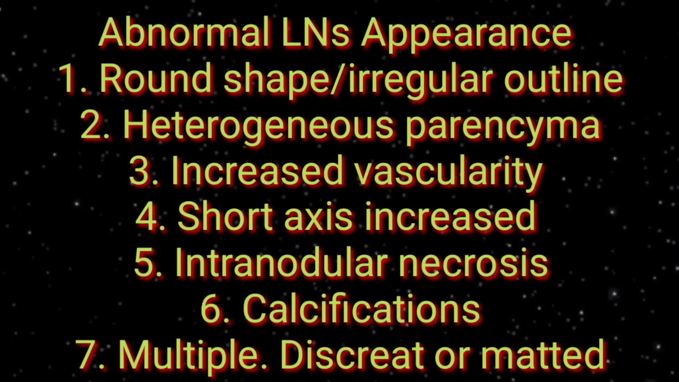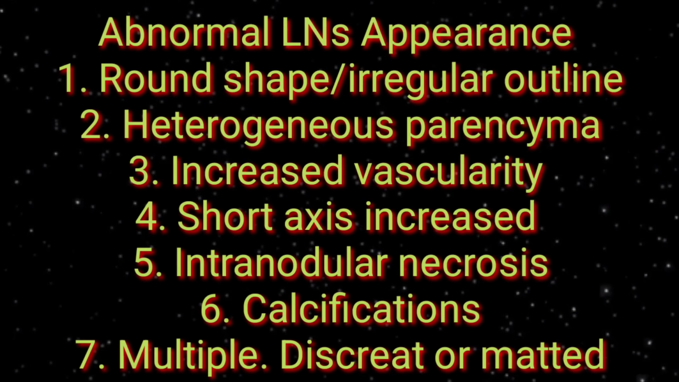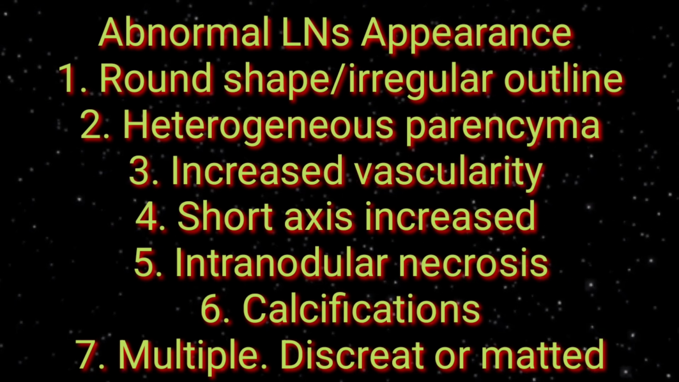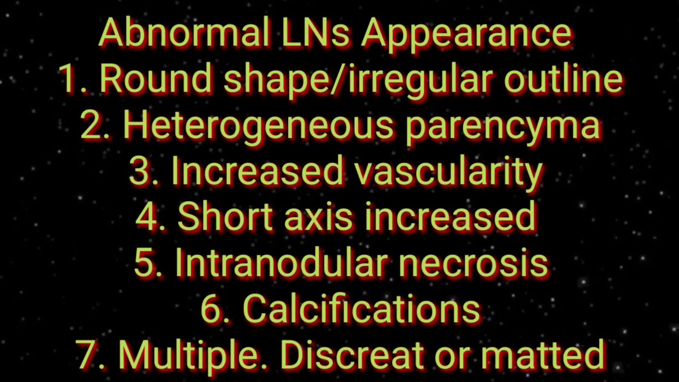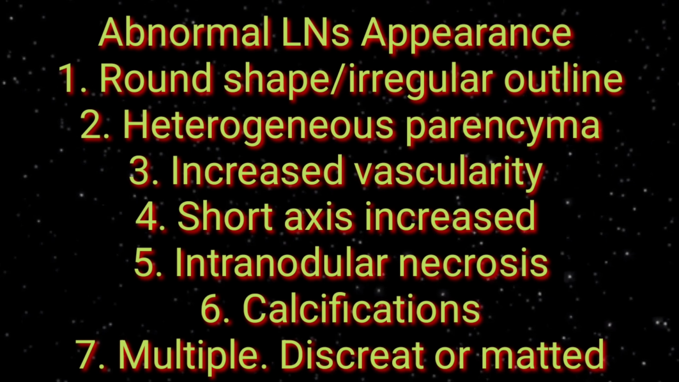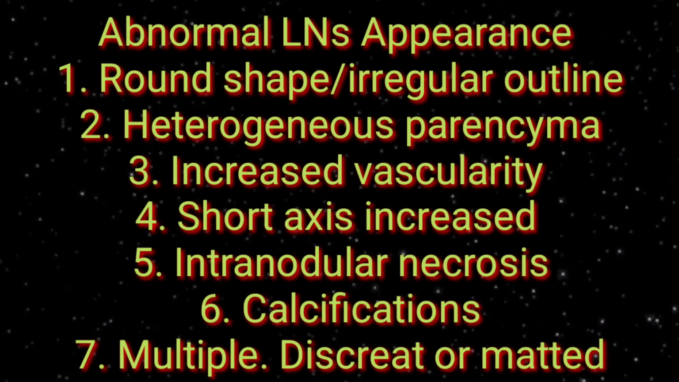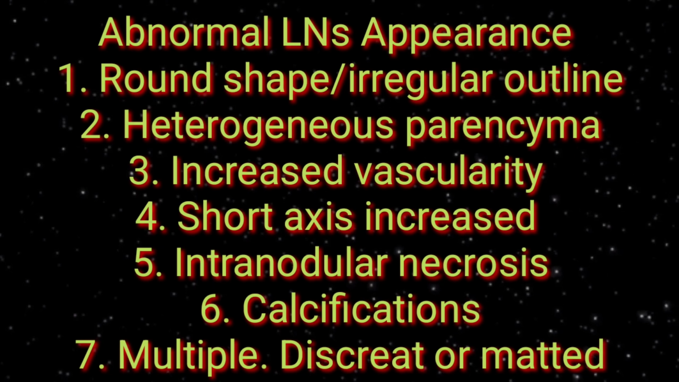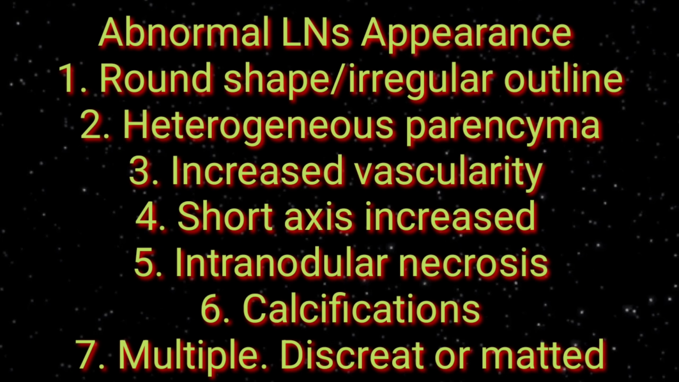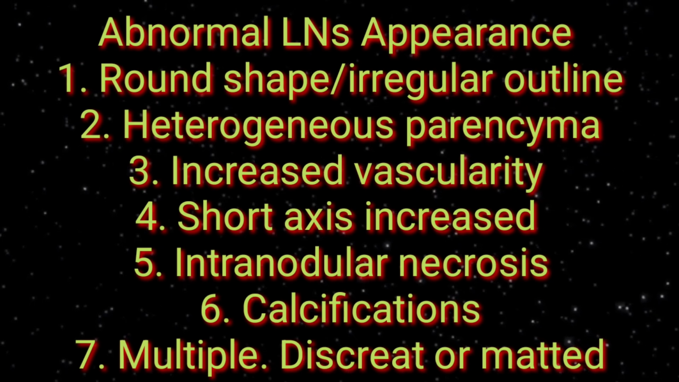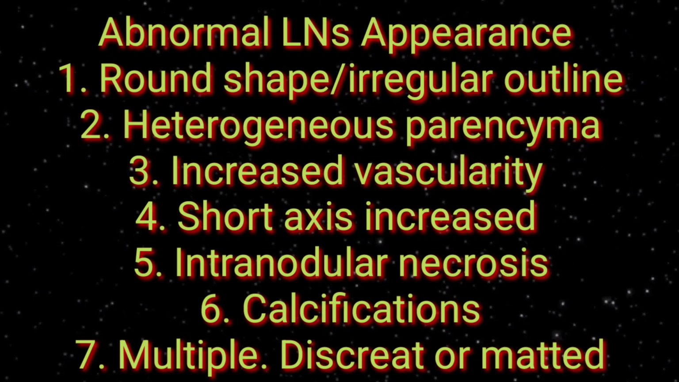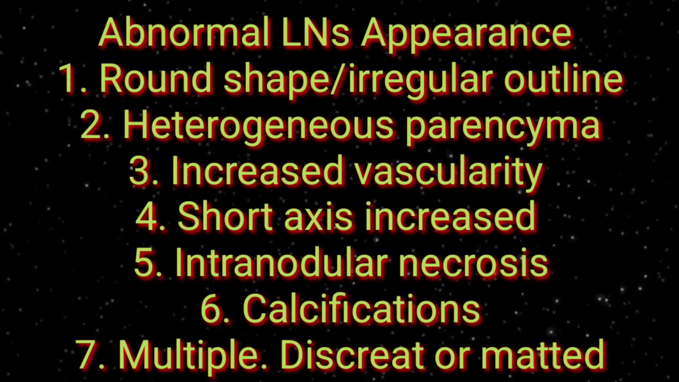Now the question is how we will appreciate the abnormal lymph node appearance on ultrasonography. Mind you, the first thing is that it will appear round in shape, and in many cases if it is irregular, you must suspect something very pathological. Its parenchyma will appear heterogeneous, and if you put the Doppler signal on it, it will show increased vascularity. Its short axis and anteroposterior diameter will be increased, which is another pathological sign.